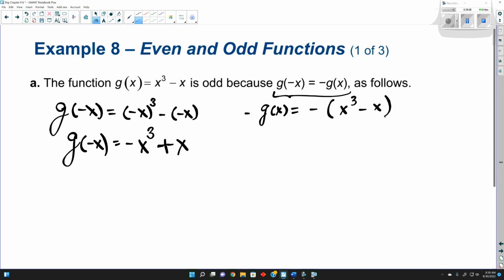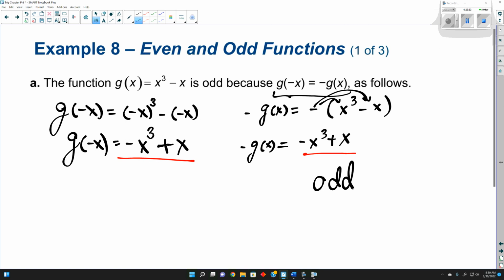So we're going to distribute that negative through this time. Negative times x cubed is just going to be negative x cubed. Negative times negative x is going to be plus x. And this is our negative g of x. Are these two the same? Yeah, so this would be considered an odd function. So really all we did was see what g of negative x was and what negative g of x is. And if they're the same, it's considered to be an odd function.